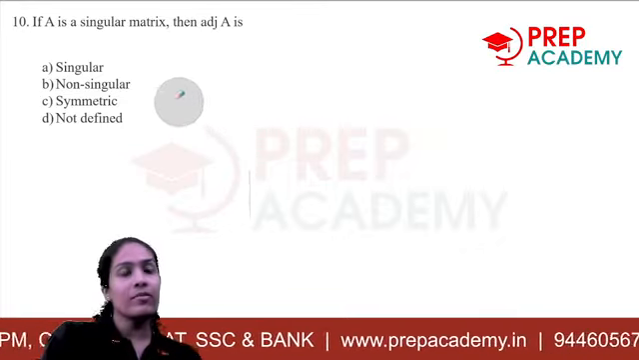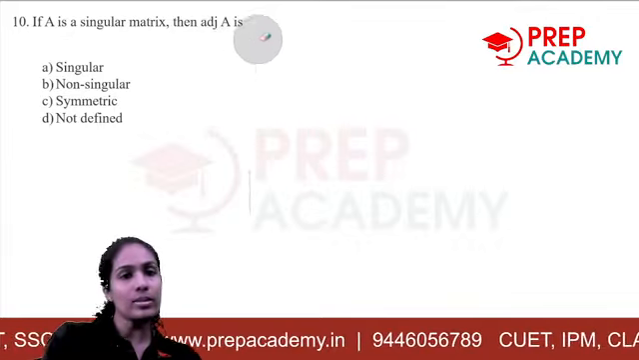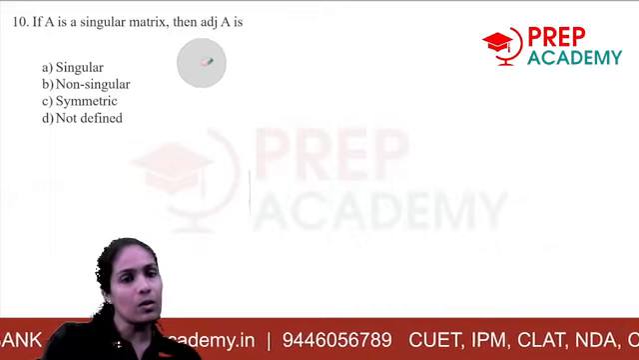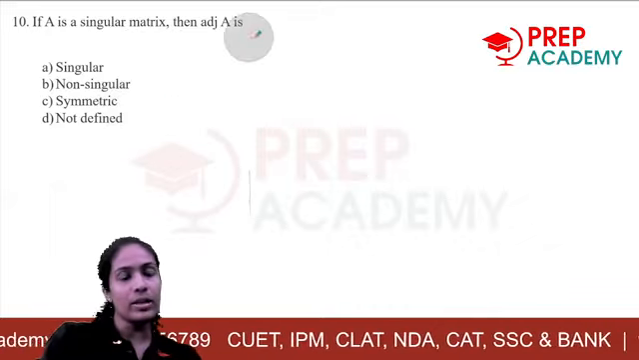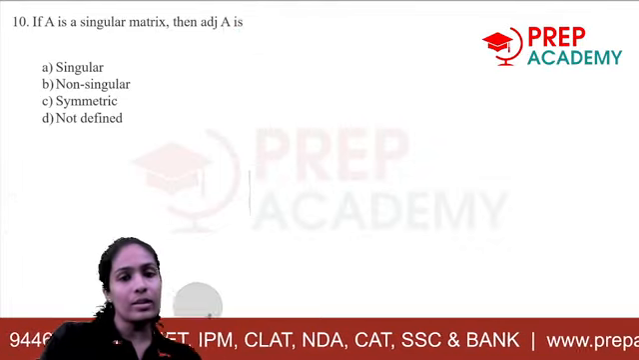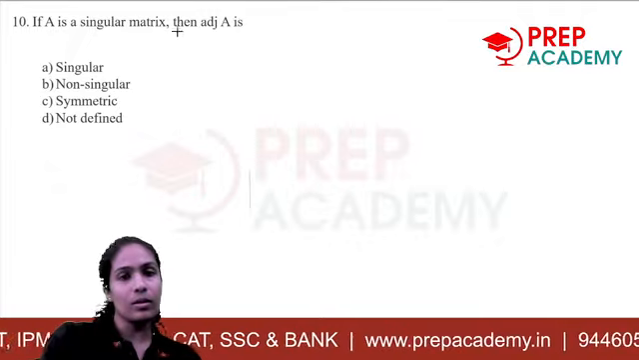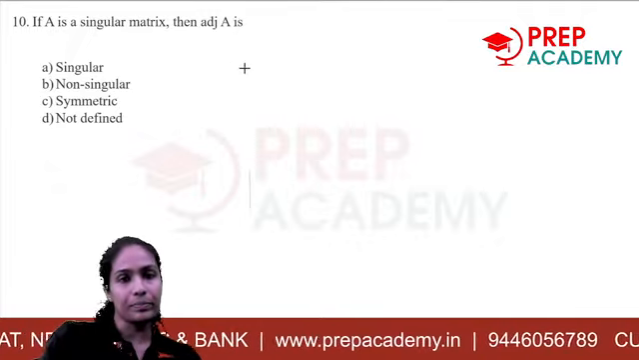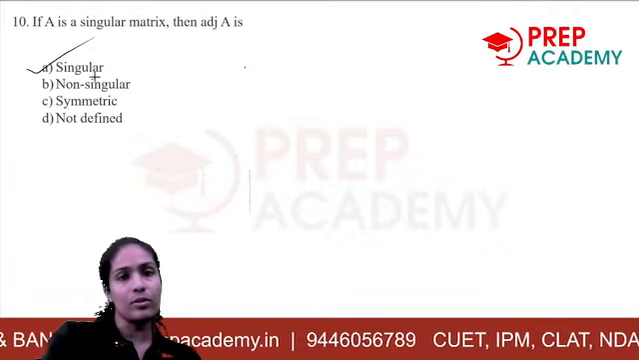Next question: if A is a singular matrix, then adjoint of A is option A singular, option B non-singular, option C symmetric, and option D not defined. This is actually a question from the theory part. If A is a singular matrix, then adjoint of A is also a singular matrix. The correct option is option A.